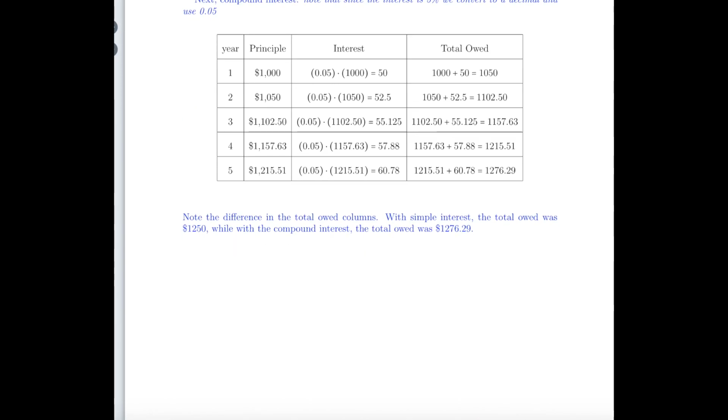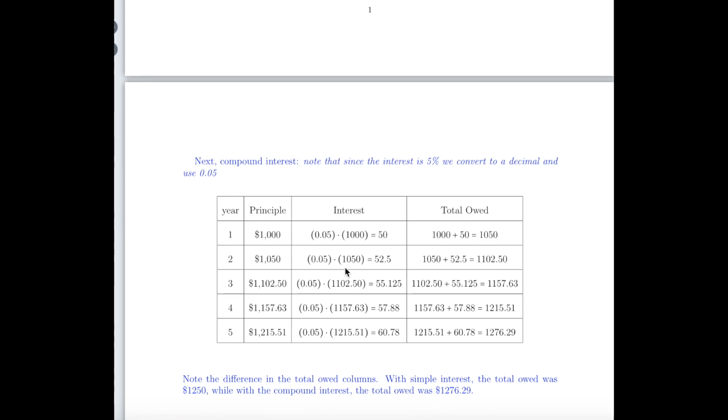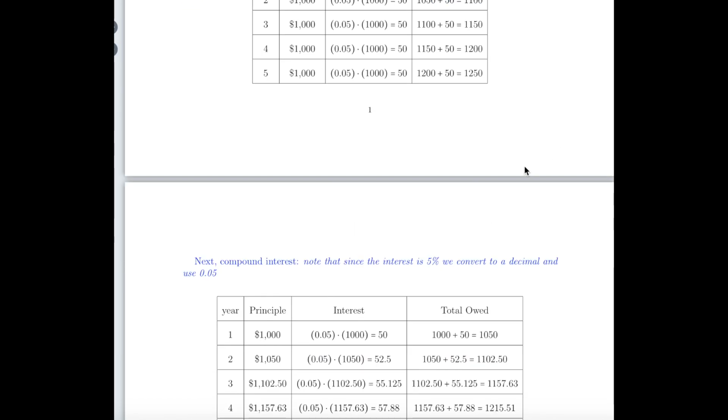All right. Hopefully y'all got that and y'all understand the difference between the simple and the compound interest, how we're constantly compounding on the total owed here, while then the simple interest, we just kind of keep the same flat rate interest and add that on every year.